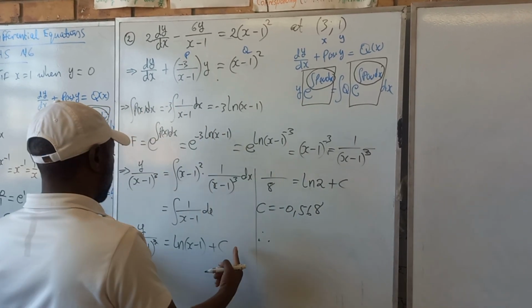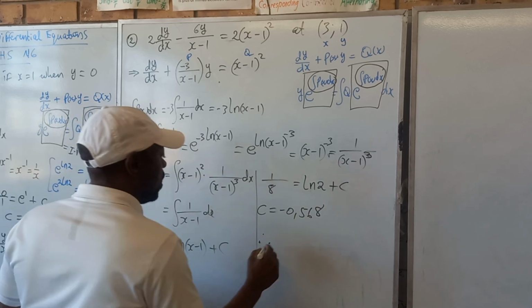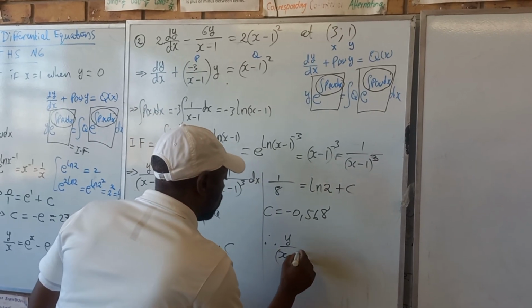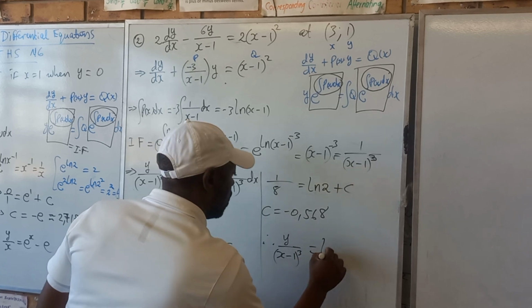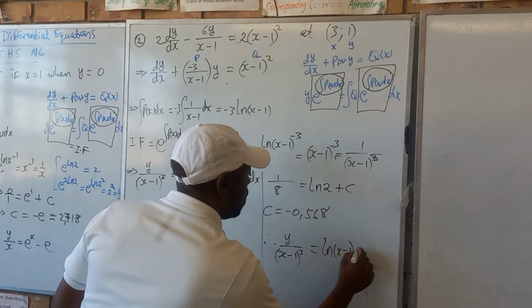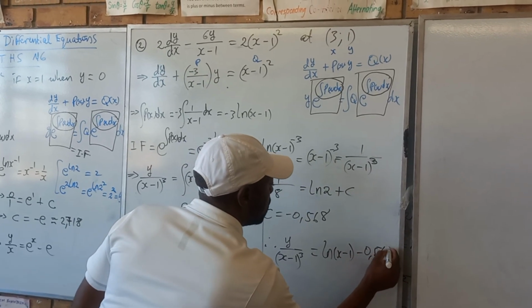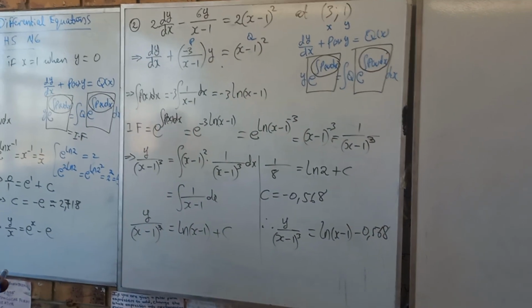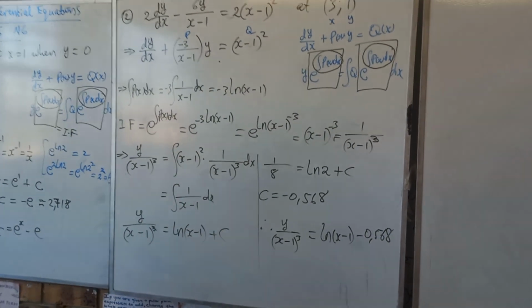And therefore we write the particular solution by recopying the general, which is y over x minus 1 all cubed, equal to the ln of x minus 1, then minus 0.568. So guys, that's how you get a particular solution. Thank you very much.